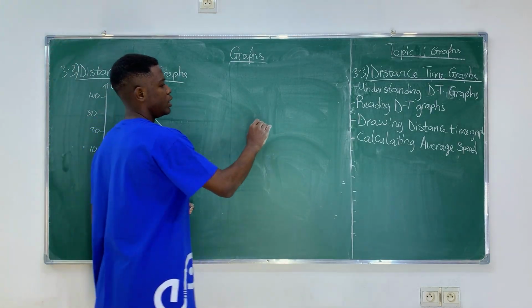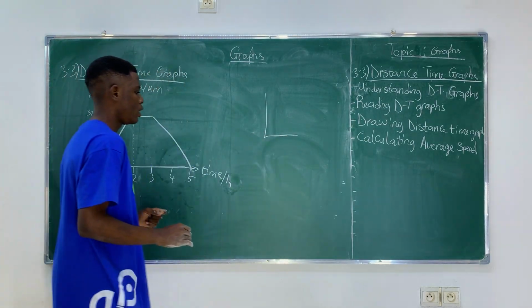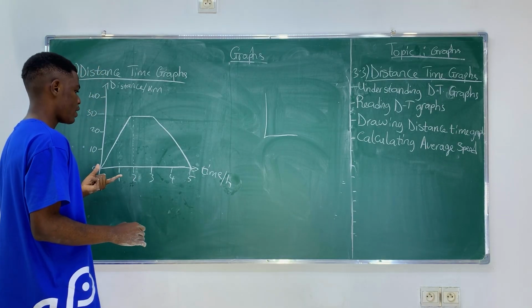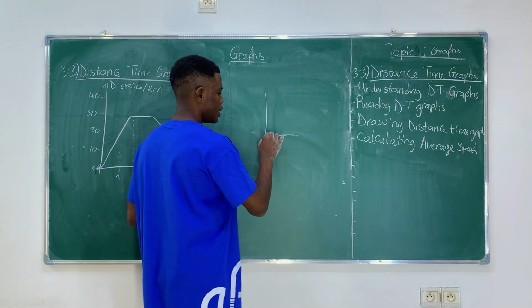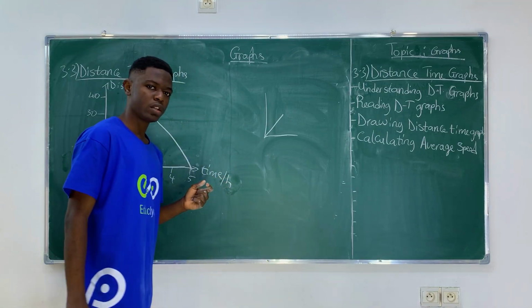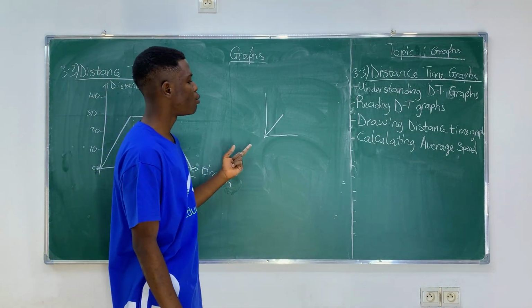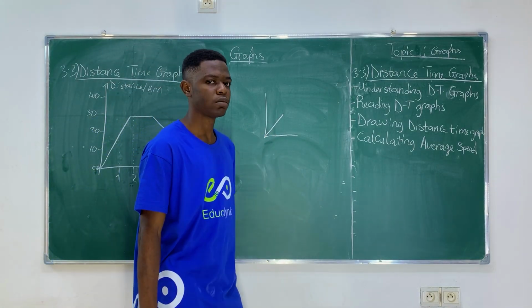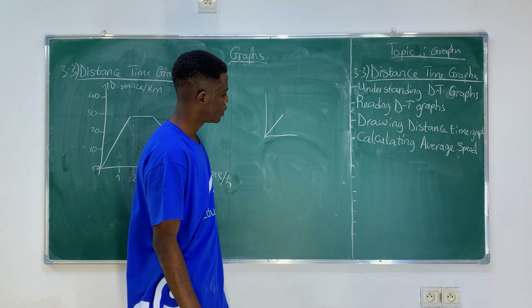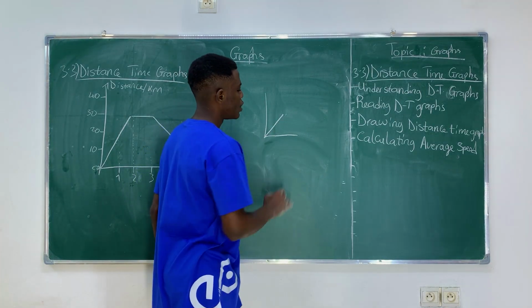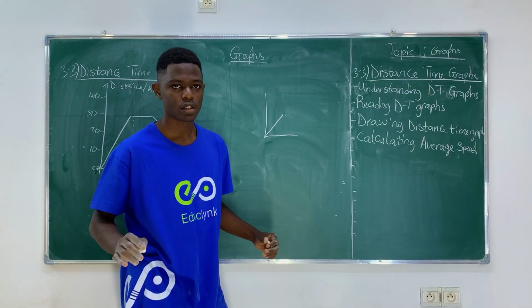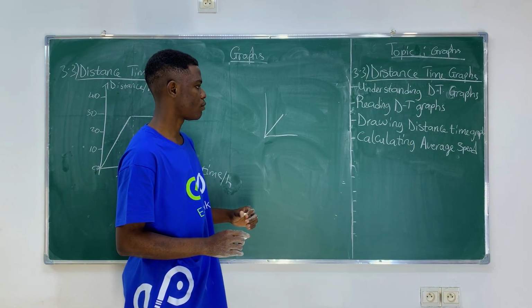So in a distance-time graph, if you see something like this, it means you are moving at a constant speed. If the line is like this, it means the person is moving at a constant speed. The speed is not changing.